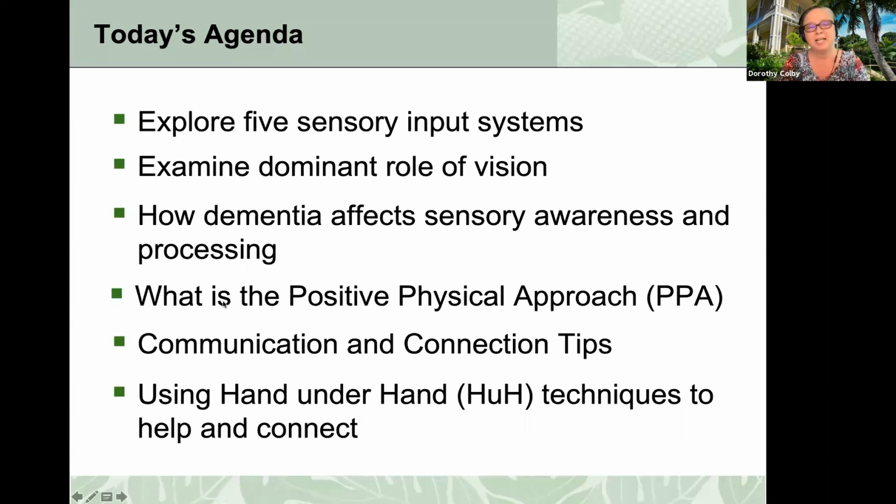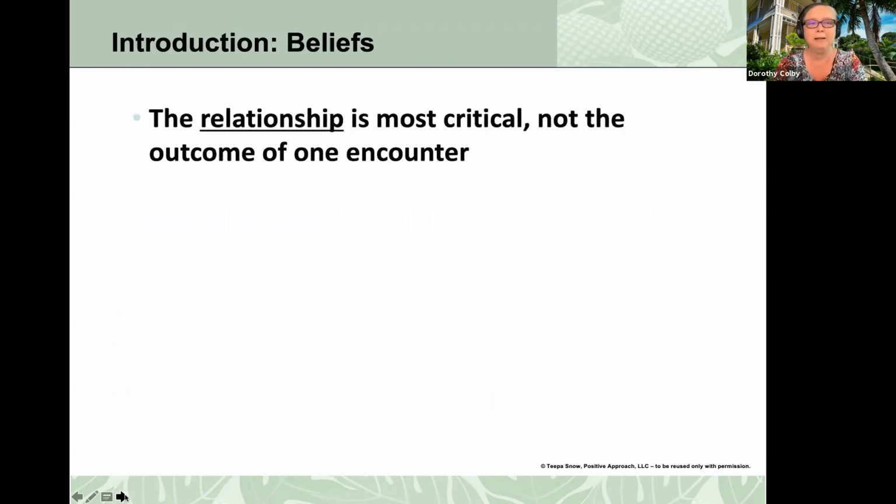And then what is this thing called the positive physical approach? We'll break it down step by step and see why and how it can make a difference in getting connected. And also hand under hand techniques and how to connect that. So putting it all together, changing our approach, figuring out how to get connected, we can really make a difference in their lives and ours as well. So that's what we're going to be doing today.